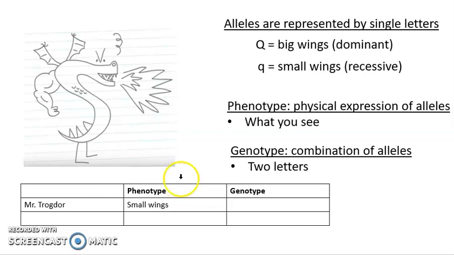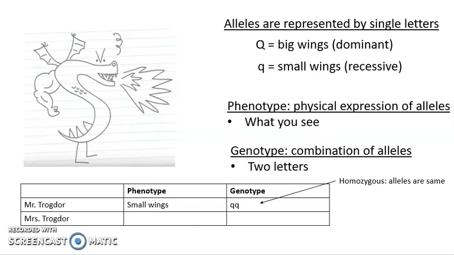Because Mr. Trogdor is exhibiting the recessive phenotype, small wings, we know that he's going to have a recessive genotype. So he has small wings, and he's going to use the recessive alleles for his genotype, which are little q, little q. And this is called a homozygous genotype. It's homozygous recessive, and homozygous means that the alleles are the same. They're either both dominant or both recessive.